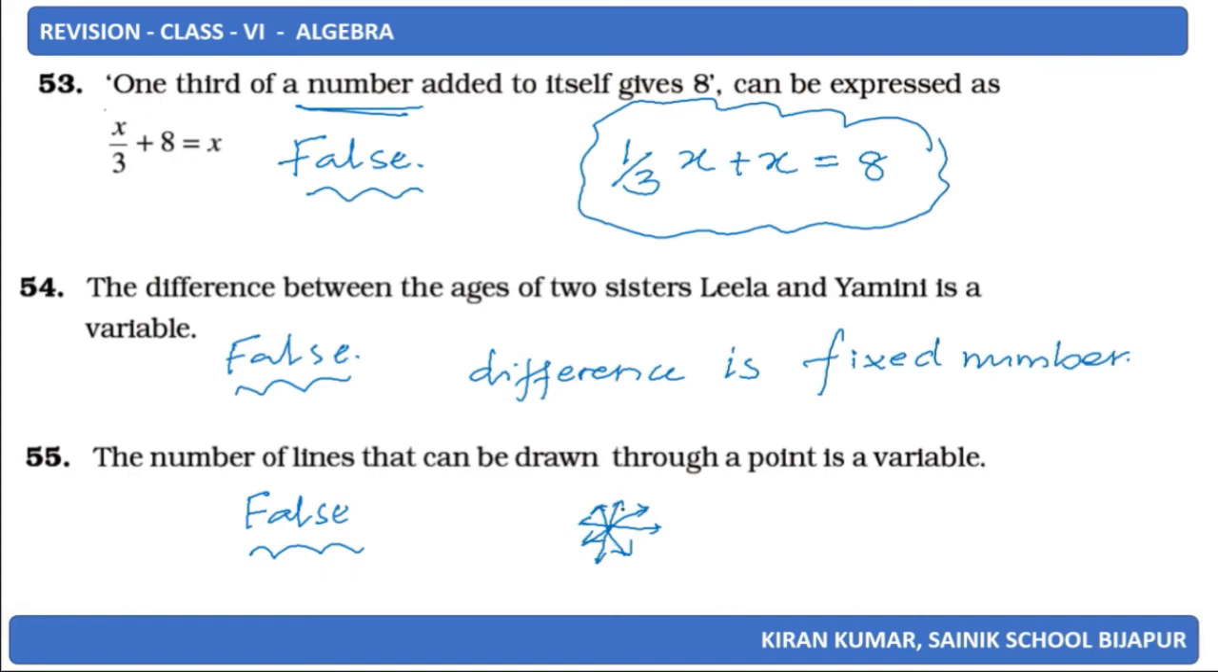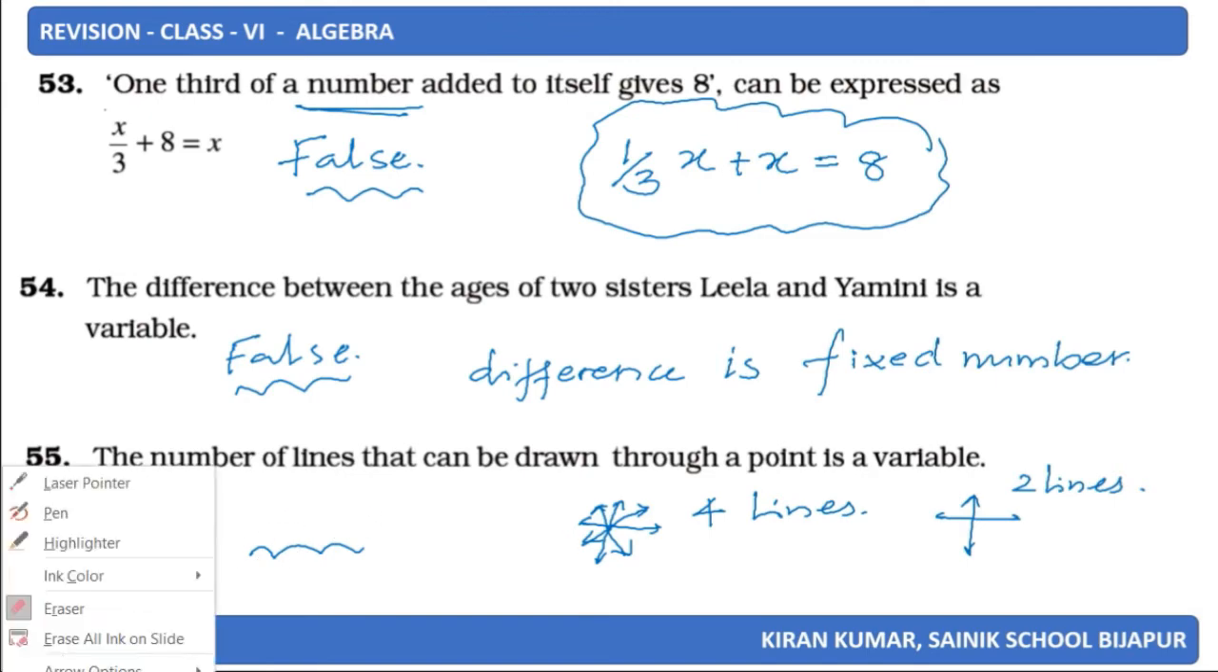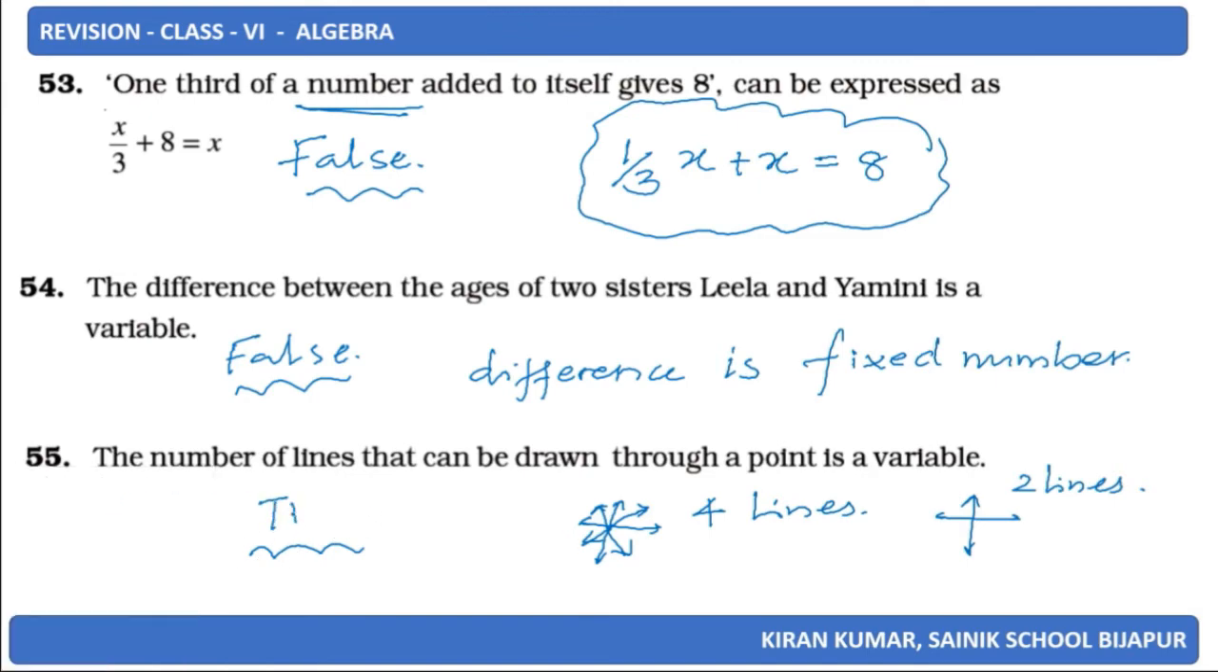And each time we can count the number of lines. Here I have drawn 1, 2, 3, 4 lines. We can also have only 2 lines. Likewise, we can have many lines. So better I will not call this a false statement. Instead, it is a true statement because we can draw n number of lines.